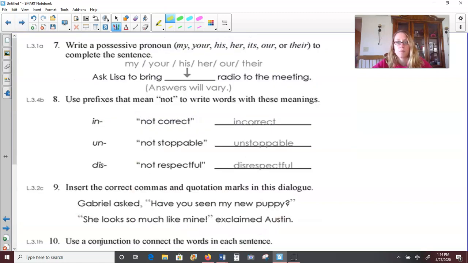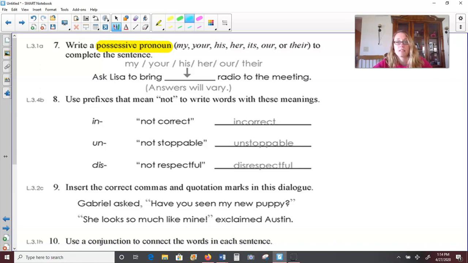Okay, over to number 7. We need to write a possessive pronoun that can fit in the sentence. A possessive pronoun is a pronoun that takes the place of somebody's name, but then it also indicates that there is ownership. That's where the possessive part comes in. So words like my, your, his, her, its, our, and their are all possessive pronouns. So in our sentence, ask Lisa to bring blank radio to the meeting.